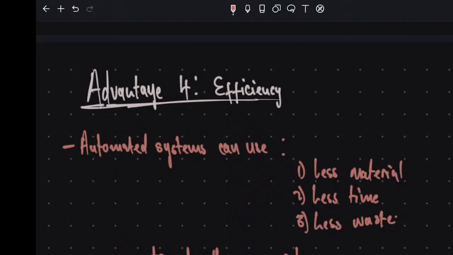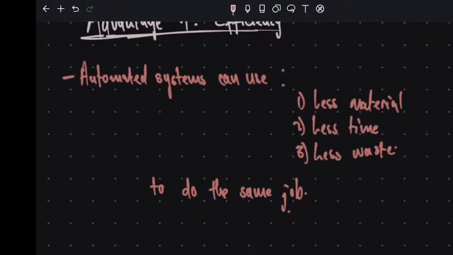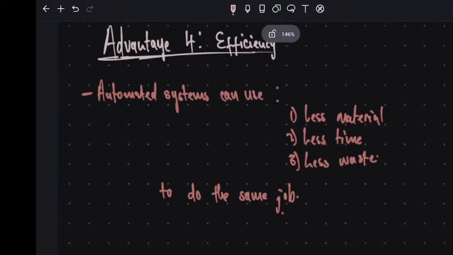So they use less resources to do the same thing. So they are more efficient. They can be much more efficient. They don't waste time. They move. Are we together?